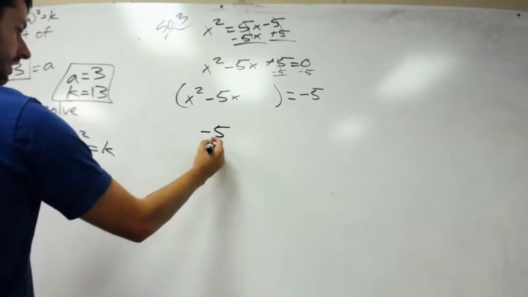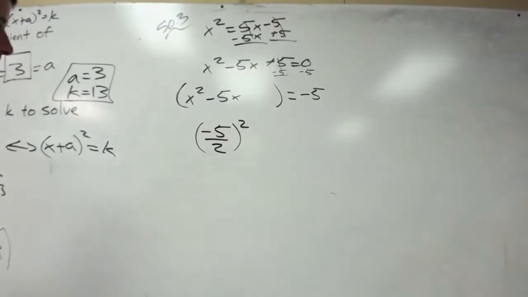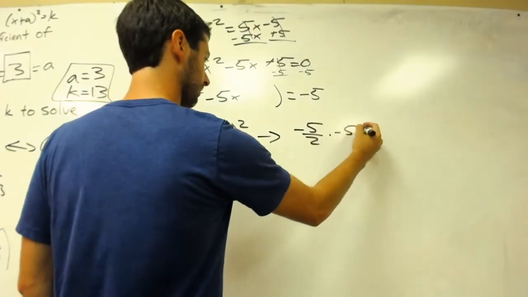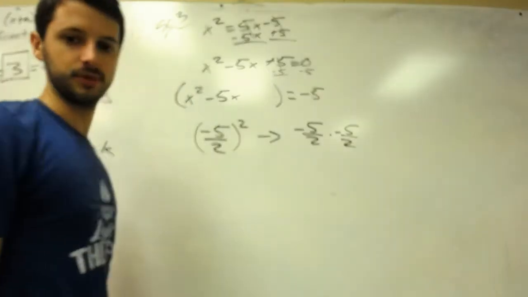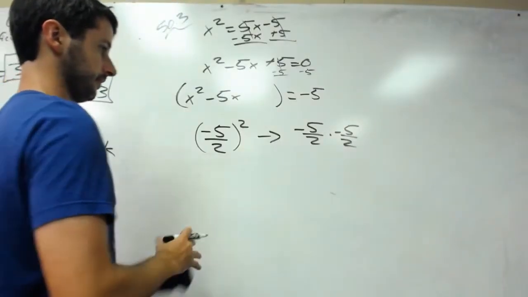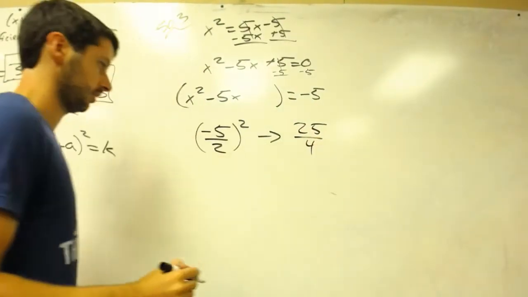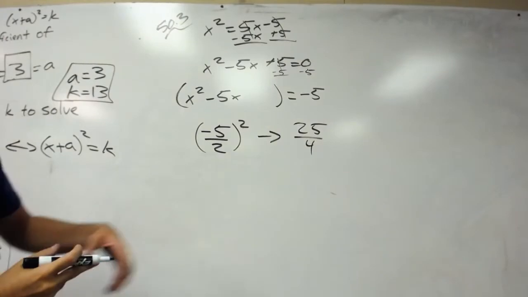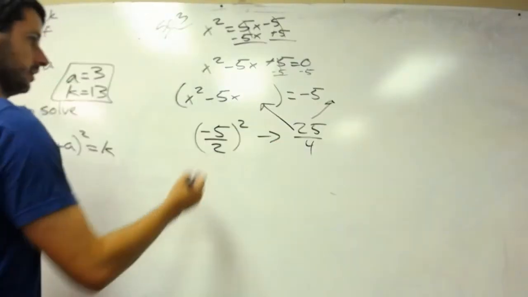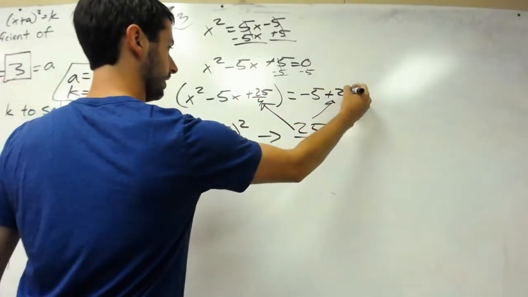Take the coefficient of x, divide it by 2, and square it. Well, that would be saying negative 5 over 2 times negative 5 over 2, and that would actually be 25 over 4. So 25 over 4, positive. From there, we add this here and here. So I'm going to put plus 25 over 4 plus 25 over 4.